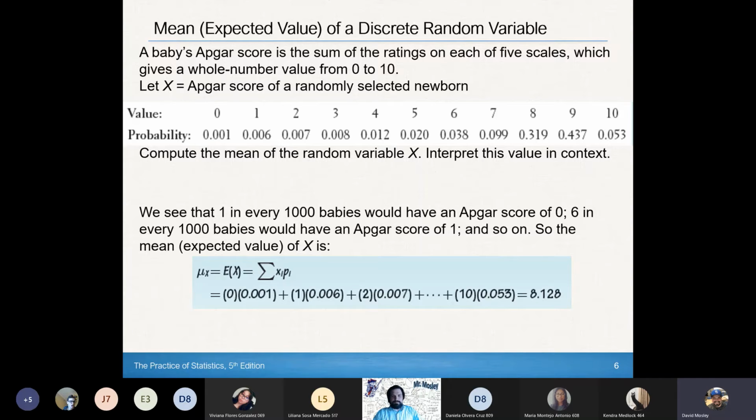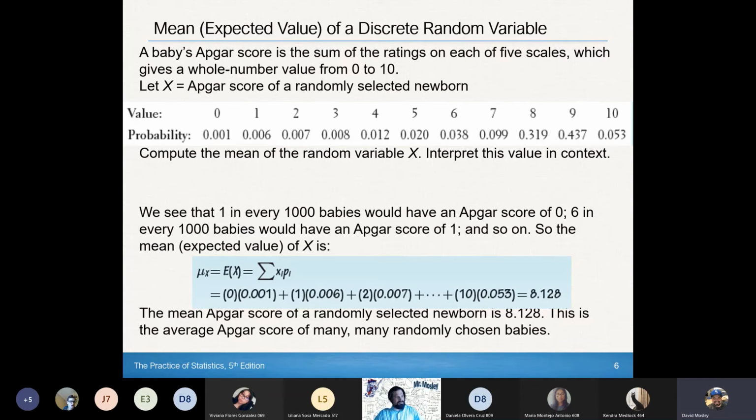All right. So what does that mean? So the mean APGAR score of a randomly selected newborn is 8.128. This is the average APGAR score of many, many randomly chosen babies. So if we were to just randomly choose babies, do a bunch of choosings of babies, we would eventually get an average APGAR score of 8.128 over many, many trials, essentially. Right? In other words, and that's why we say the expected value, we would expect that if we randomly select a child that the APGAR score is going to be around an 8.